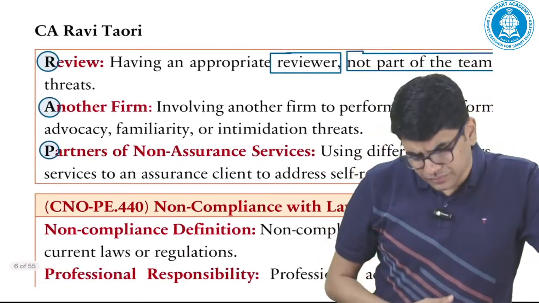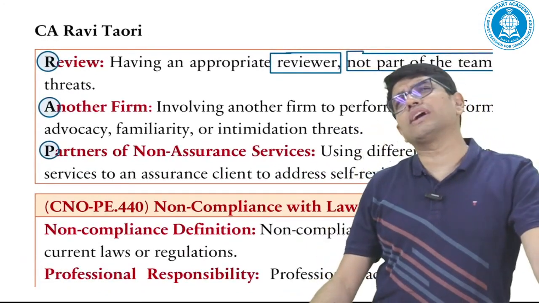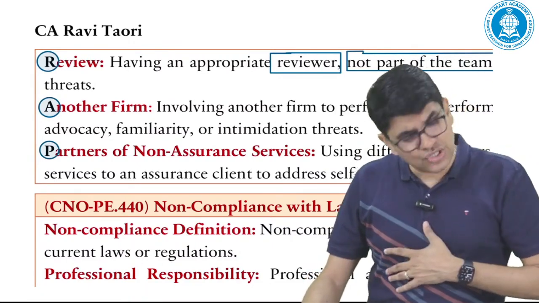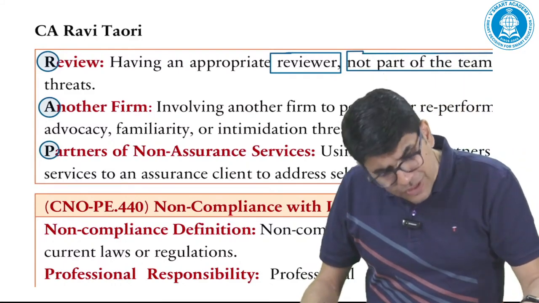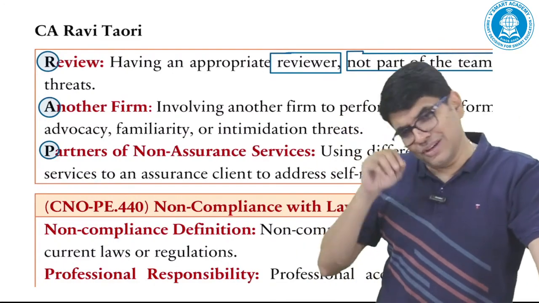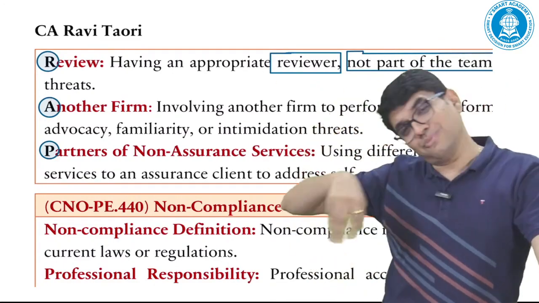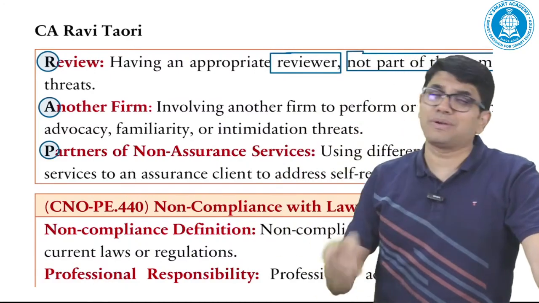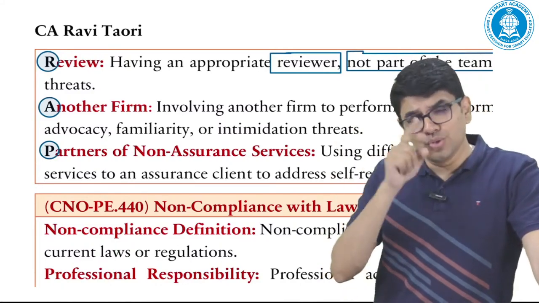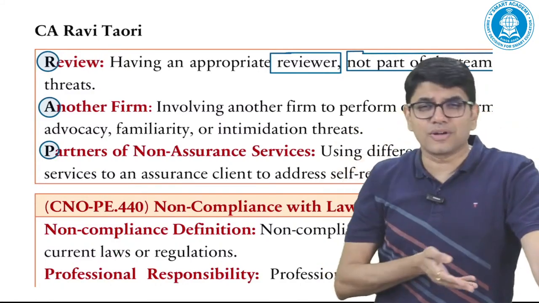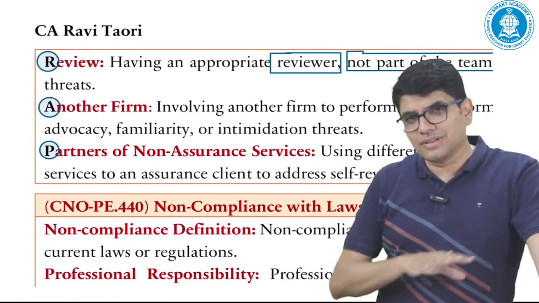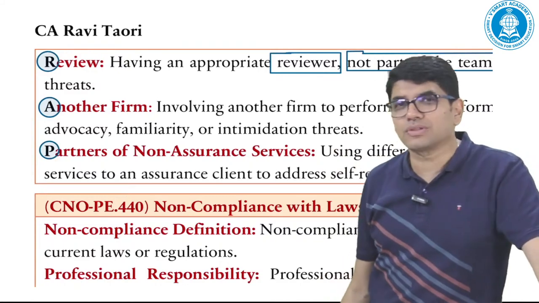You know that you are reviewing your own work. And when you are reviewing your own work, there is a chance that you compromise with the fundamental principles. You will keep on saying everything is good, everything is fine, unmodified opinion, unmodified opinion, because ultimately you're checking your own work directly or indirectly. Three years back, you only established the complete internal control system and now you are doing the audit. So there's a self-review threat.